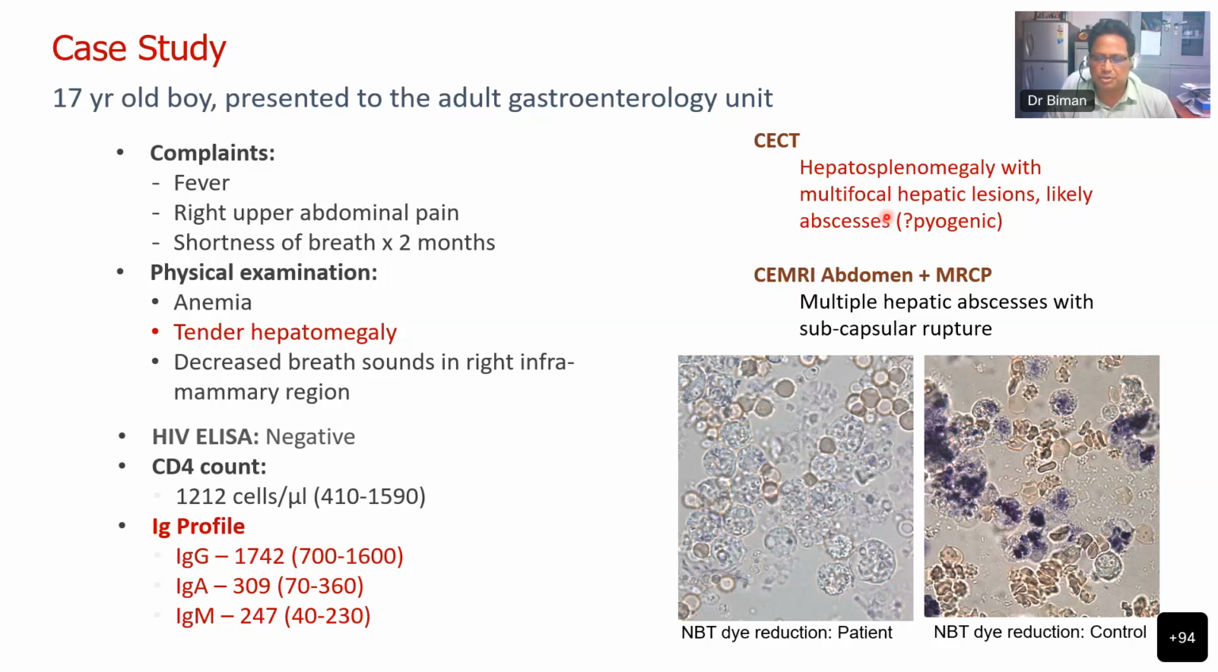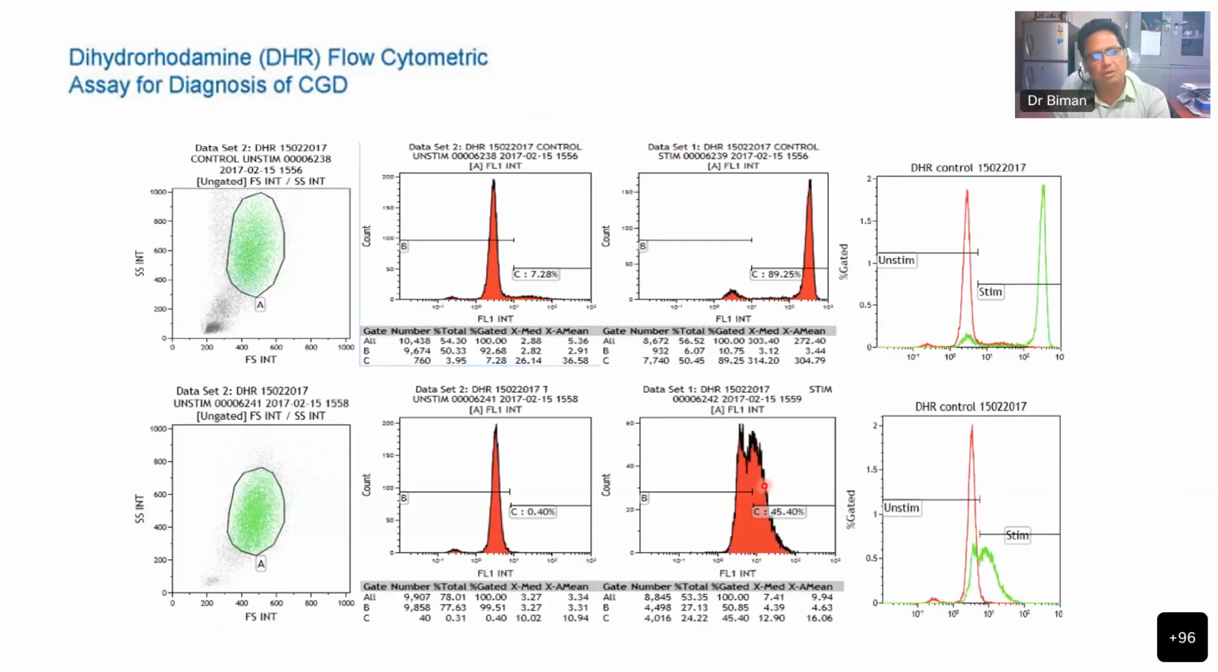So this patient had the NBT dye reduction test ordered, and there was no dye reduction. It's a very simple slide test where you just add the NBT dye to the neutrophils. Okay, and if there is reactive oxygen species production, hydrogen peroxide production, the NBT dye is reduced, and there's formation of the blue formazan. In this patient, there's no formation of blue formazan granules. So there was no NBT dye reduction. So this gives a diagnosis of CGD, and then you can do the DHR.